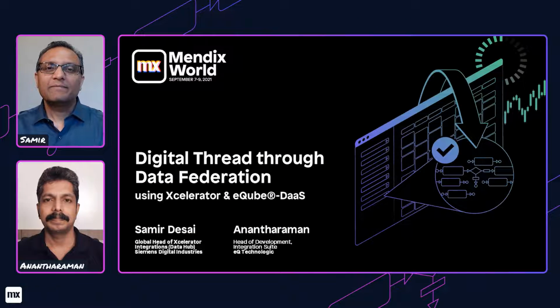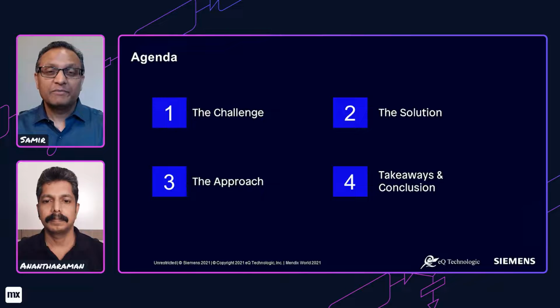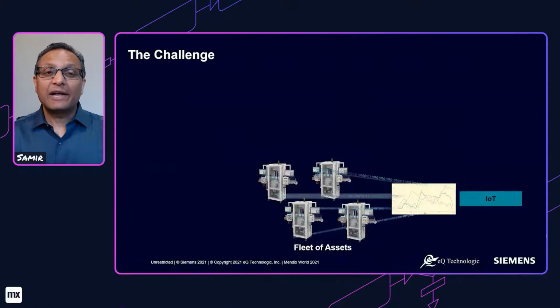Right. Today, Anant and I are going to walk you through how you can create a digital thread across your enterprise leveraging the Accelerator Portfolio and EQ DAS. We're going to do this in 4 steps. Introduce you to a problem statement, what our solution approach is, and then finally what the takeaways and conclusions are as to how you can start consuming and the value you get out of this.